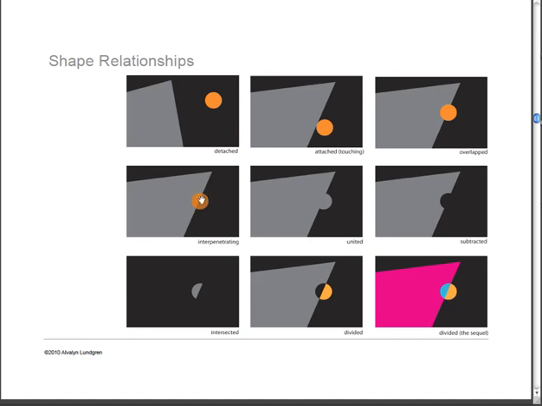Interpenetration is where one shape is transparent, or all shapes can be transparent in that case, but where we achieve transparency because the color of the overlapping shape is affected both by the ground and the shape that it's overlapping. So here we have the orange affected by the black and by the gray.